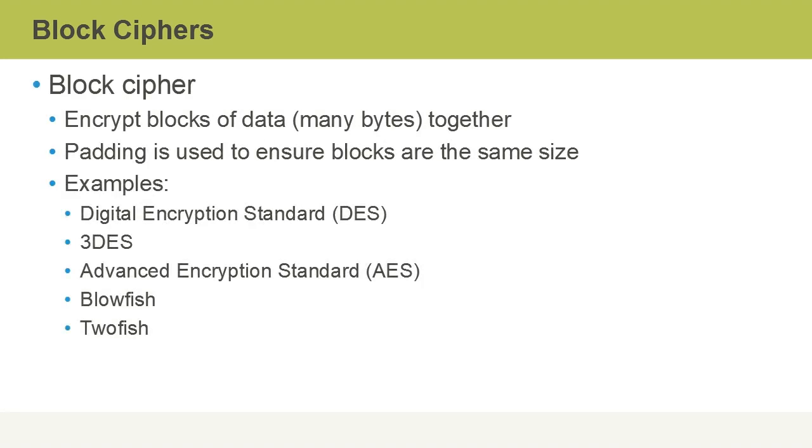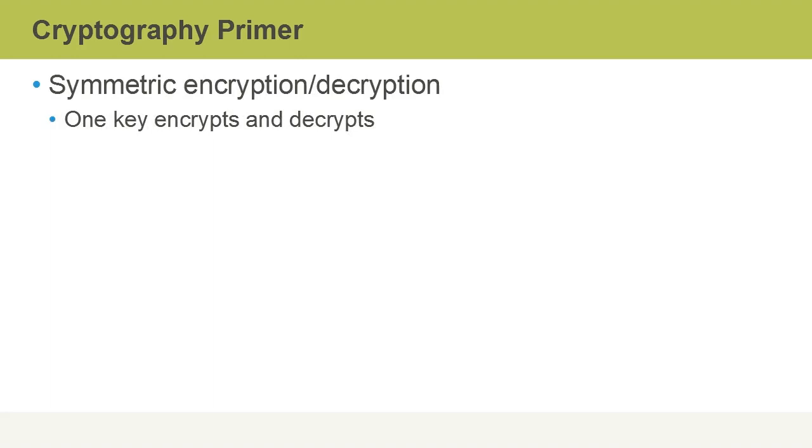Block ciphers encrypt blocks of data, many bytes, together at once, as opposed to bits or bytes individually like stream ciphers do. So as a result, padding might be required to ensure that blocks are always the same size. Examples of block ciphers include the Digital Encryption Standard, or DES, Triple DES, Advanced Encryption Standard, or AES, Blowfish, and Twofish.